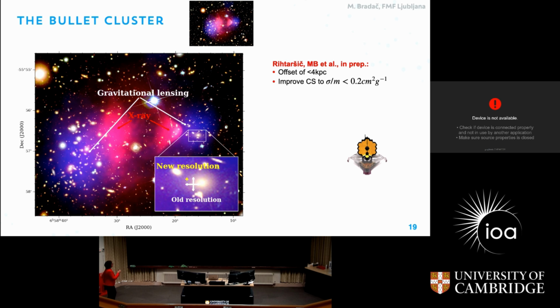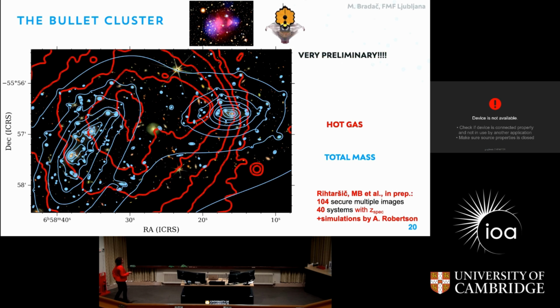Okay, so a little bit of an excursion. This is what we are currently getting. Why am I not giving you the sigma over m constraint yet? Because now the hard work begins. We have measured the distribution of total mass. We have measured the distribution of gas.